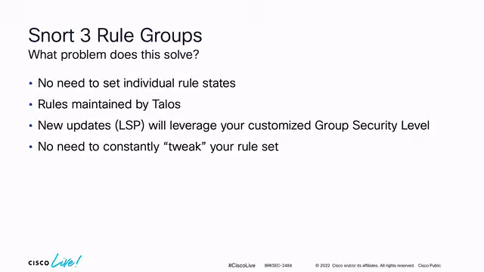What happens Thursday when they release a new rule set? Well, they might have some more Internet Explorer rules. You've got to go do that again. Next Tuesday, you've got to go do that again. So it's not a good way to maintain that. With this, once you set that security level, it's going to grab that security level from the Talos policies from that point forward. So you don't have to do anything else.